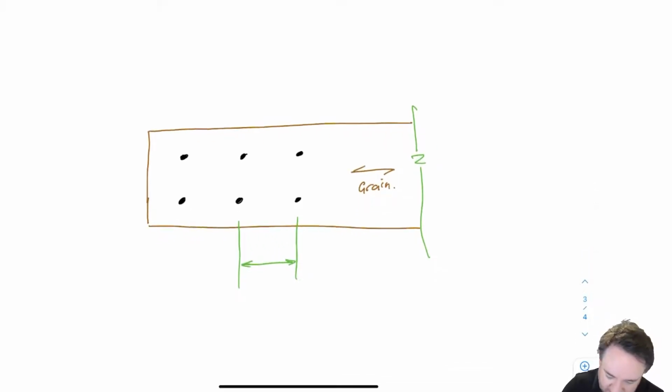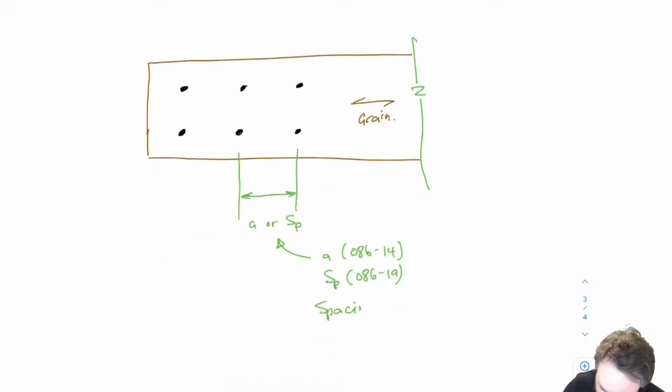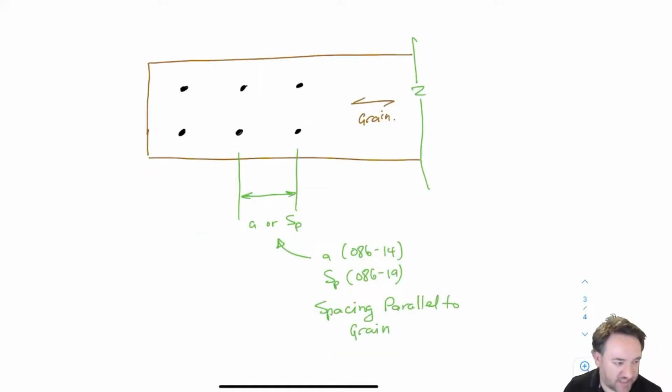So this spacing parallel to grain here is called A in 08614, but in 08619 it's called SP, spacing parallel. That's a better name than A, which just means nothing. So to give this a little more detail, this is A in 08614, and it's SP in 08619, and that is the spacing parallel to grain.